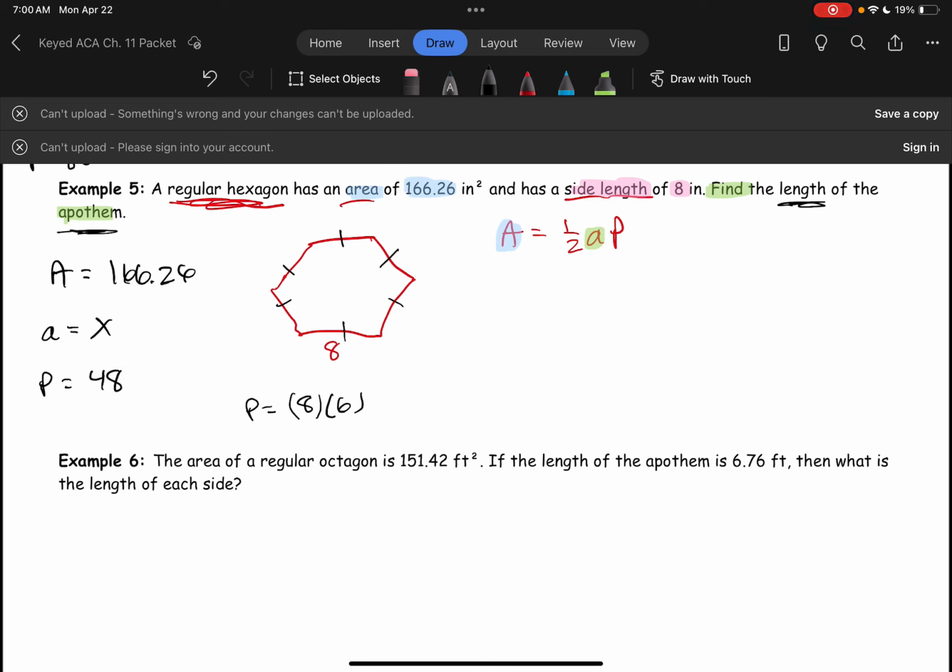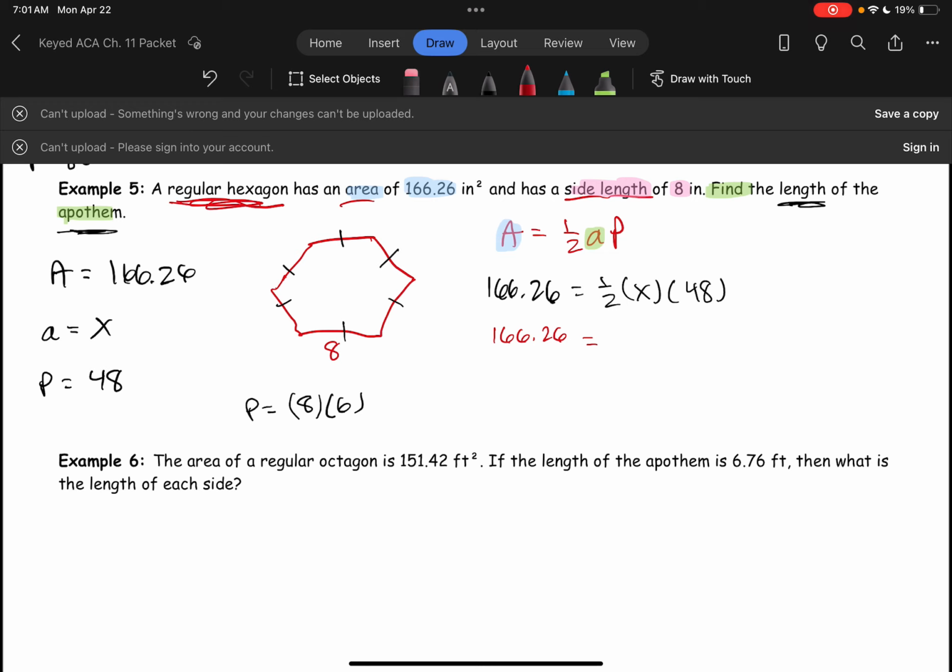So with what we have currently, we have everything that we need in the formula. We have all of our variables defined. So let's plug everything in. Capital A is 166.26. That's equal to 1/2 of the apothem, which we are calling x, times the perimeter of 48. So if we go through this process here, we have 166.26 is equal to, well, I have 1/2 times x times 48.